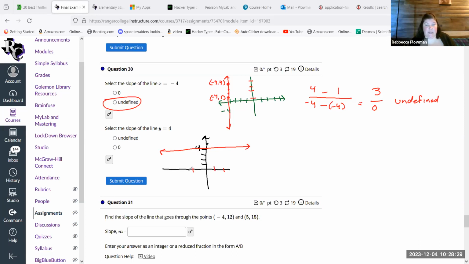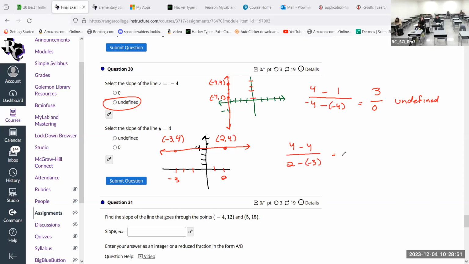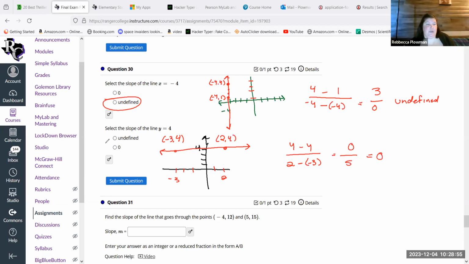So once again, if we pick any kind of points here, this point is going to be 2, 4. This point would be minus 3, 4. But what's important is all the y's stay 4. And in this case, if you do slope, this one should end up being 0, because the top's going to end up being 0. So you can't have 0 on the top, that's fine. You can't have 0 on the bottom, that's what makes it undefined.